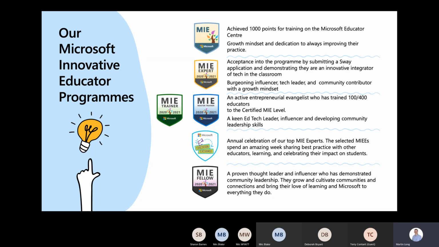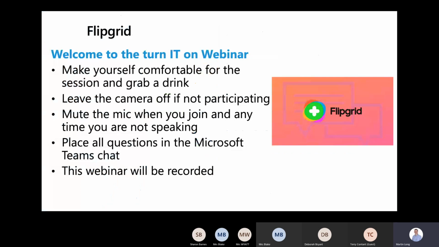So back to this afternoon's webinar, we are going to focus exclusively on Flipgrid. It's a bit more of a self-contained element, and you will find it in the Office 365 app launcher in the top left-hand corner, and I'll show you that in a bit. But also you can browse directly to it.